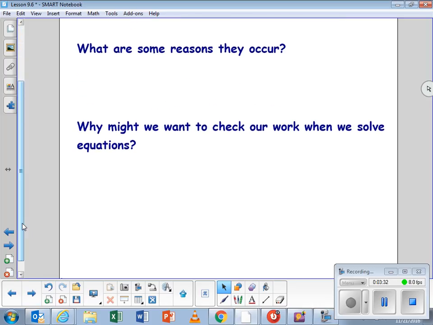Why might we want to check our work then when we solve equations? Make sure you did it right. That's one reason. Good. Or to see if they're extraneous. Yeah, exactly. That's the biggest reason. We're going to assume that we do everything right in here, but even if we do, some of these aren't going to work, so we have to check our answers.